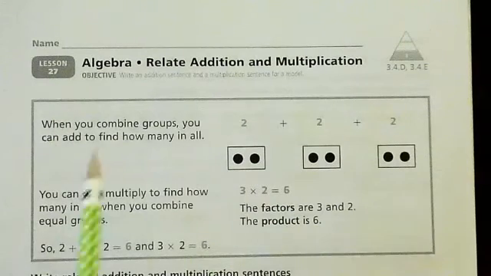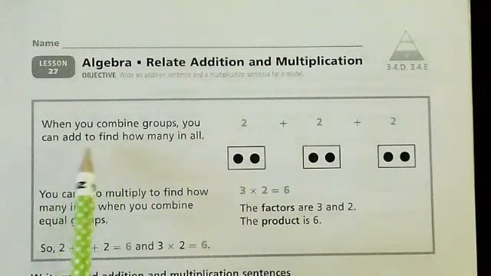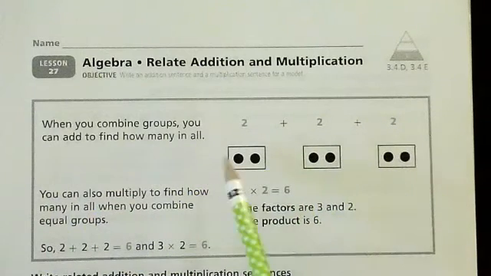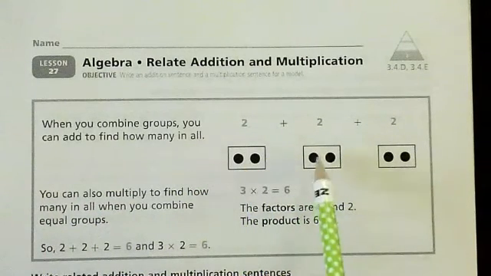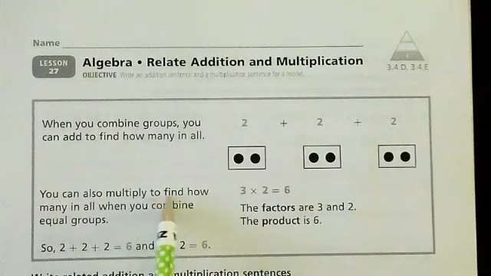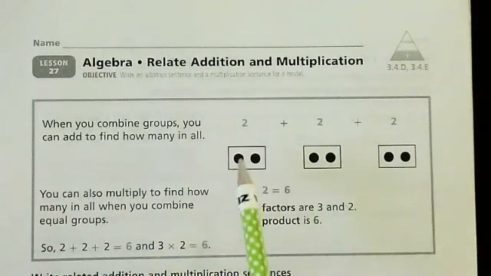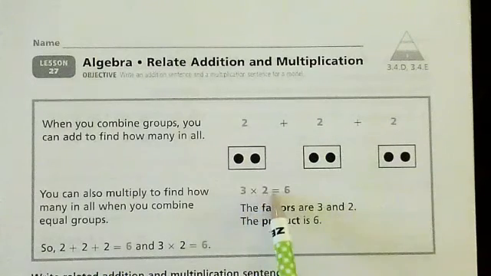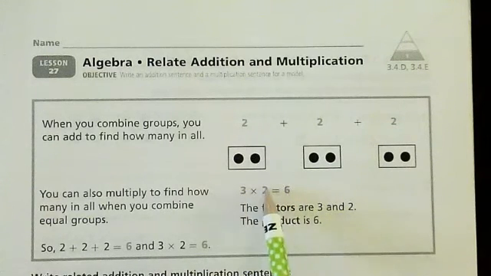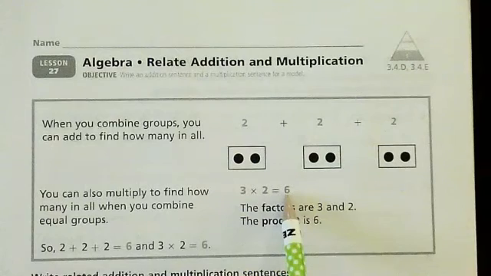So let's look at this real quick. It says when you combine groups, you can add to find how many in all. So you could do 2 plus 2 plus 2 to figure out this problem, because I have 2 dots plus 2 dots plus 2 dots. Or you can also multiply to find how many in all when you combine equal groups. So I have 3 groups of 2 dots. So 3 groups of 2 equals 6 dots. The factors are 3 and 2, and the product is 6.